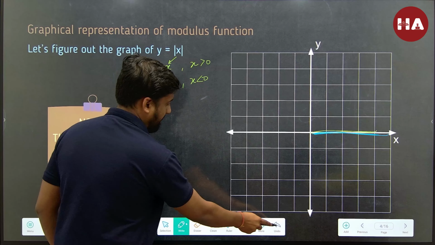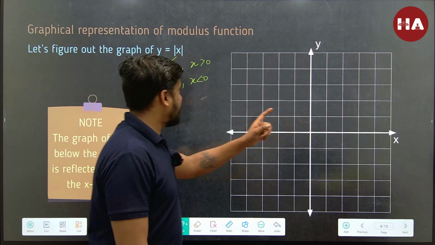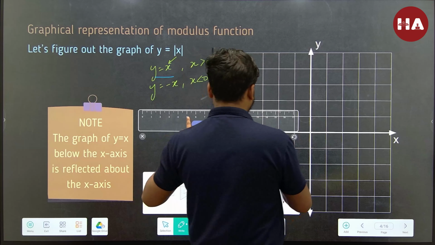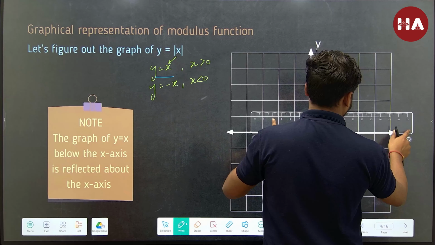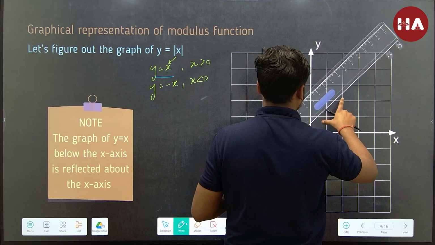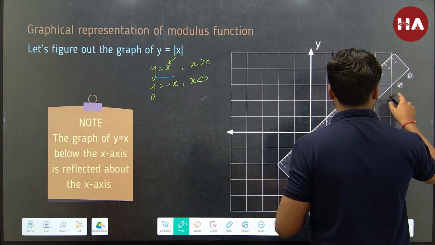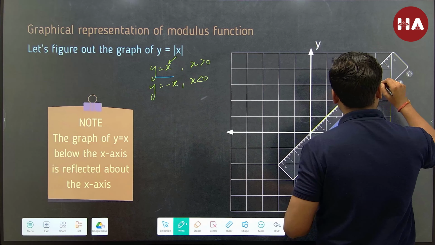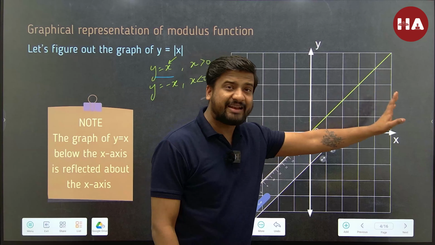For this part, what I'll get, I'll be using y equals x. Now what is the equation of y equals x? This is y equals x when x is greater than 0, right?